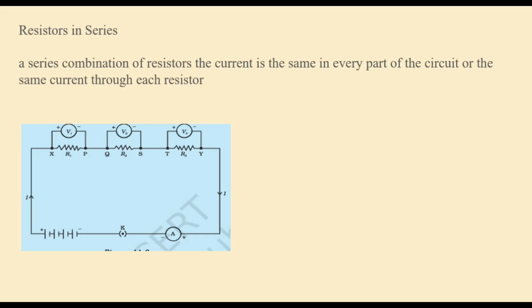We discussed the resistor in series arrangement and resistor in parallel arrangement. Series means components connected end to end, or arranged in a linear manner. In a series combination of resistors, the current is the same and the voltage is different. Every part of the circuit has the same current through each resistor.